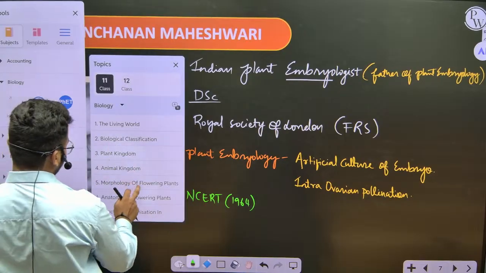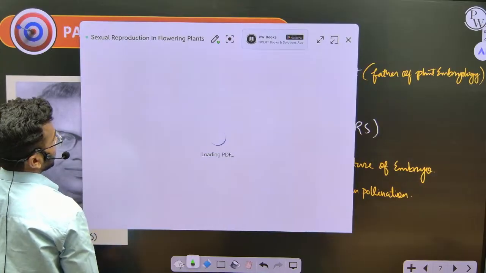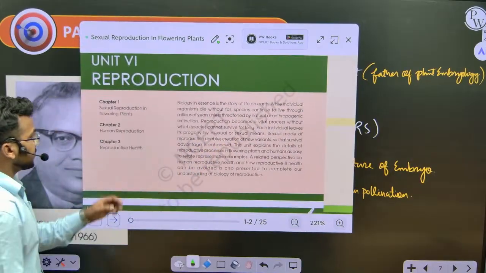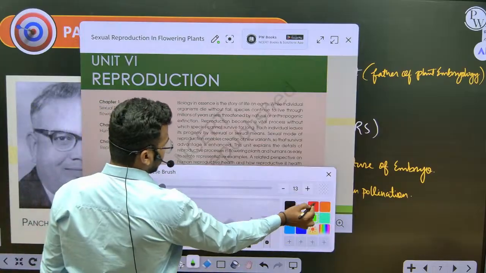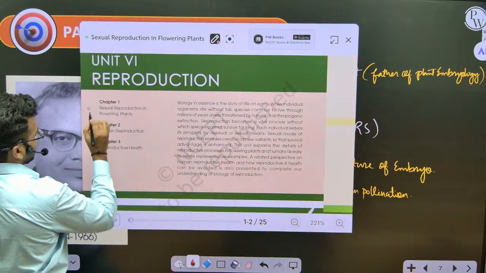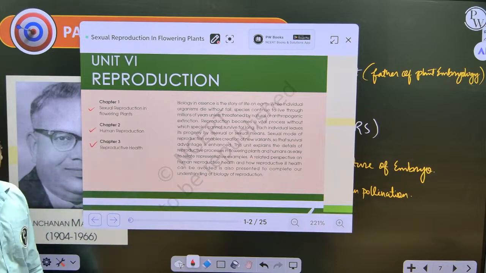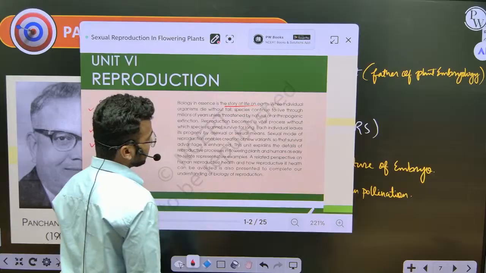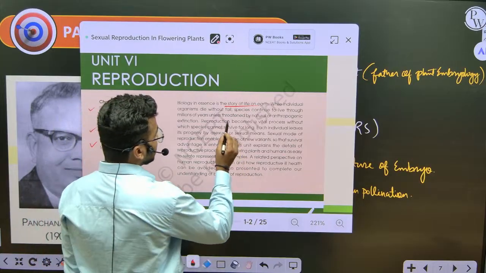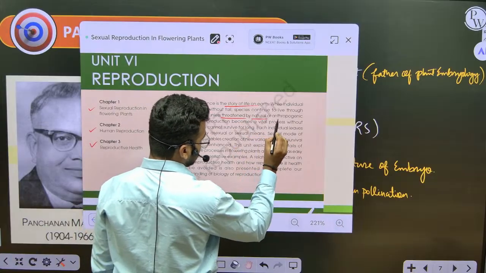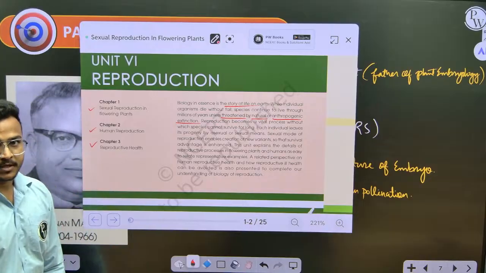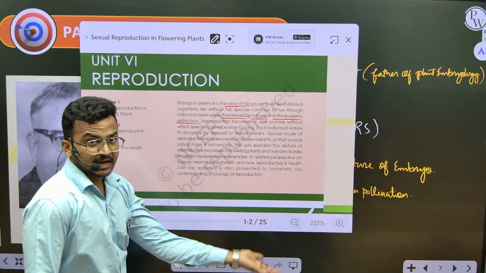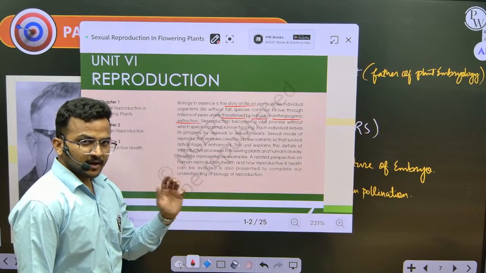In this unit, as I said, there are 3 chapters: sexual reproduction in flowering plants, human reproduction, and reproductive health. Biology is nothing but the story of life on the earth. There are several species which got threatened or became extinct due to natural or anthropogenic extinction. Natural means it occurs naturally, and anthropogenic means it is man-made.